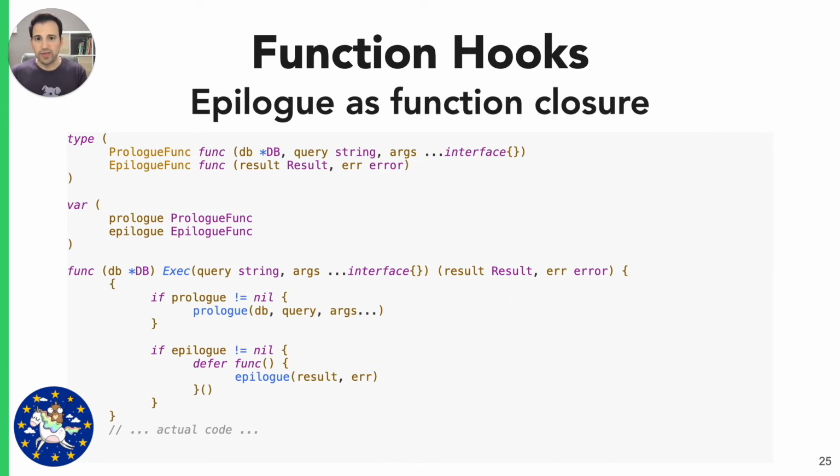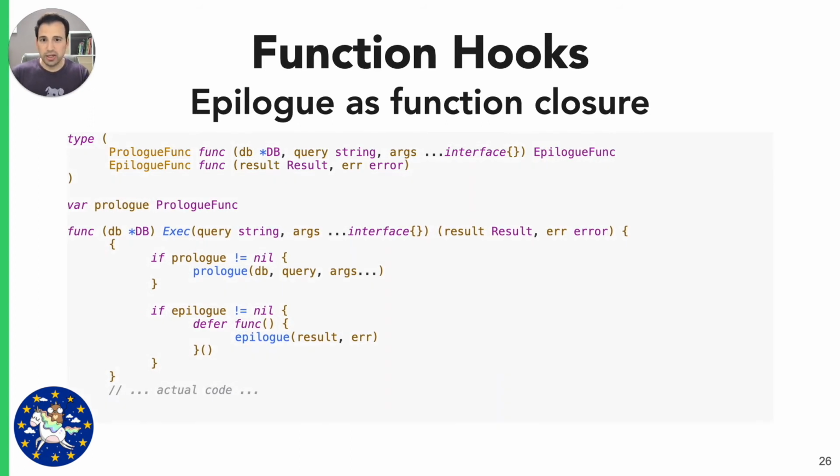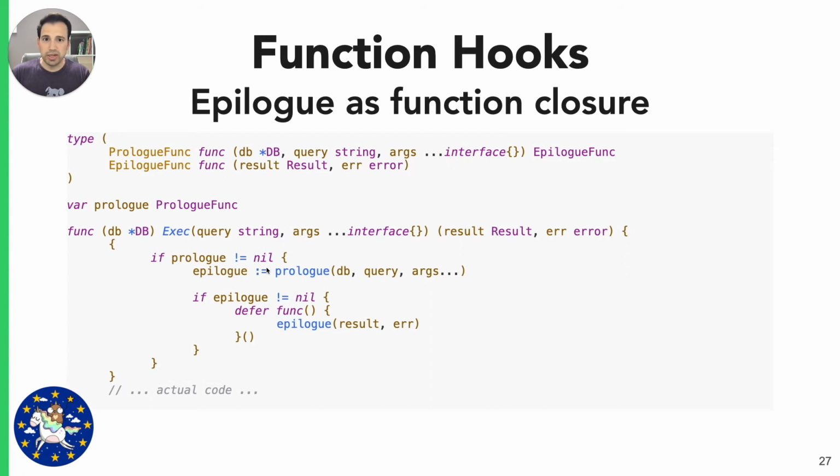Now for more advanced use cases where the epilog depends on the prolog, it is actually simpler to have the epilog function as a return value of the prolog so that they can share local context together through the function closure. So the prolog type changes a little bit so that it now returns the epilog value. And at runtime, we simply need to check the prolog return value and call it when it is not nil.